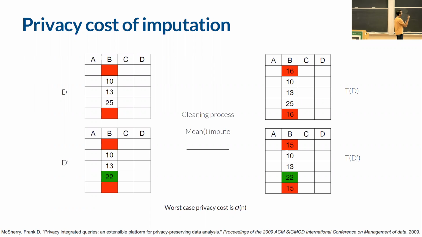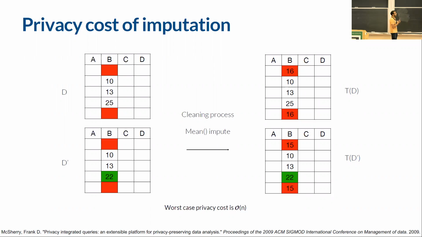For the D data set, the mean was 16. For D prime, because the neighboring data set now changes from 25 to 22, your mean value goes down to 15. So we can see that now TD and TD prime don't differ by one row, but they differ by 3 rows: 2 rows which were missing and the row which was the differing row. Now, in the worst case, this could be an order of n.